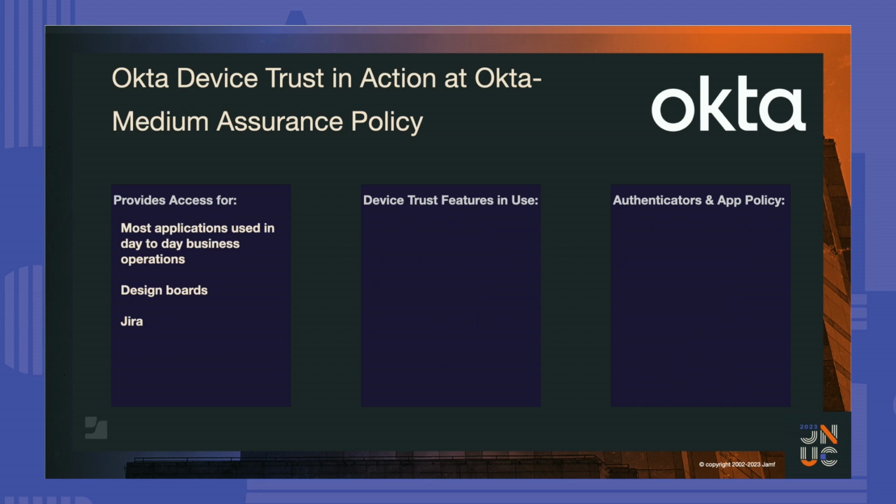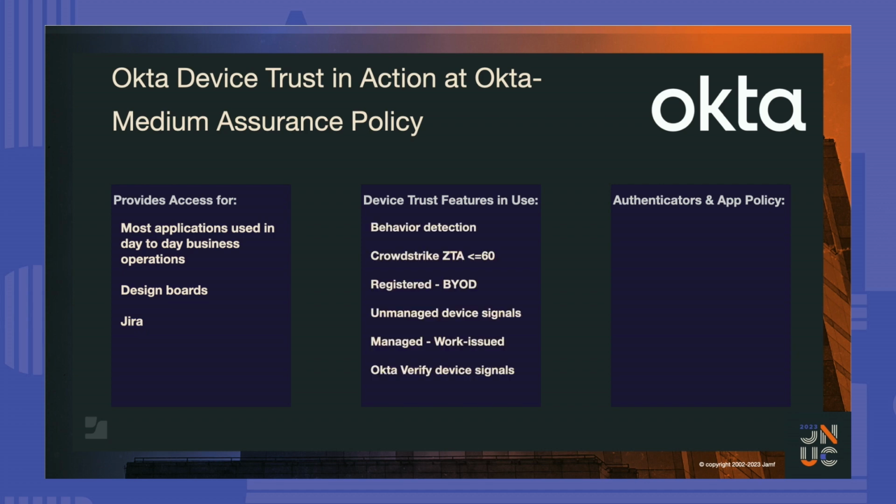Now, the medium assurance policy is where we do our productivity apps. These are things like Jira, Google Workspace, et cetera. Here, we start ratcheting our policies a little bit more. We're going to see some of the friends here like CrowdStrike, but CrowdStrike's now perhaps ratcheted a little higher. We use the behavioral detection. We permit registered BYOD.